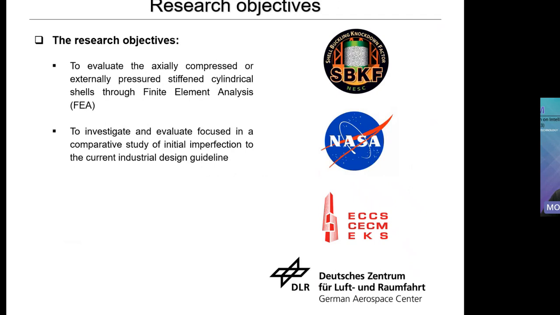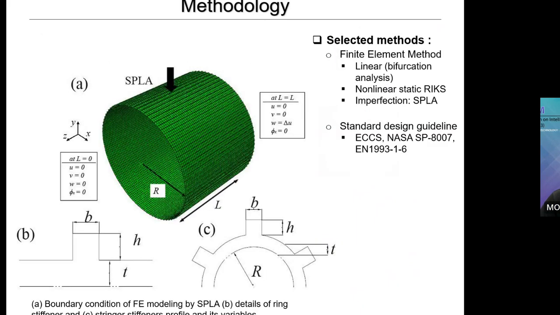So basically, this is the research objective of the study. Firstly, we try to evaluate the axially compressed or externally pressured stiffened cylindrical shell through finite element analysis. Second, we try to investigate and evaluate, focusing on a comparative study of initial imperfection against the current design guideline or current design standard.